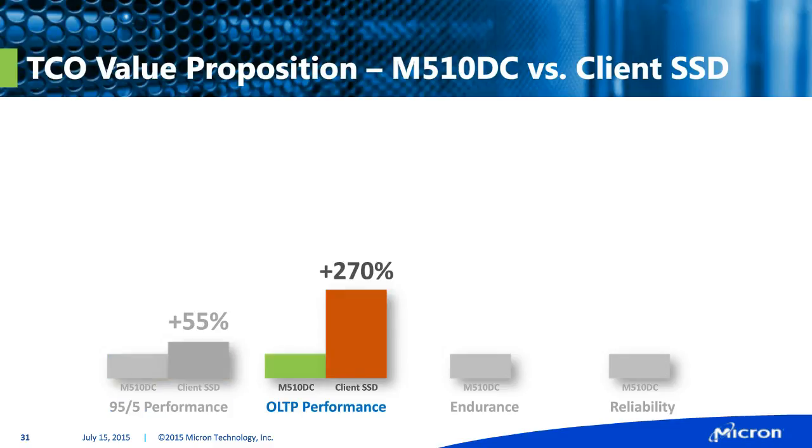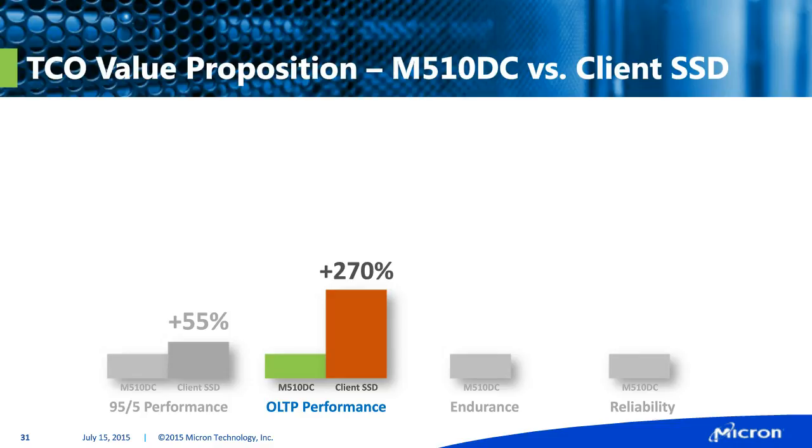Next, let's look at online transaction processing, or OLTP. Again, the workload is 65% reads, 35% writes. Given an OLTP workload, it would take 270% more client drives to match the performance of one M510 DC. Putting that another way, for every 100 M510 DCs, it would take 370 client class drives to achieve similar performance. Again, when you think about it in those terms, it's really compelling.